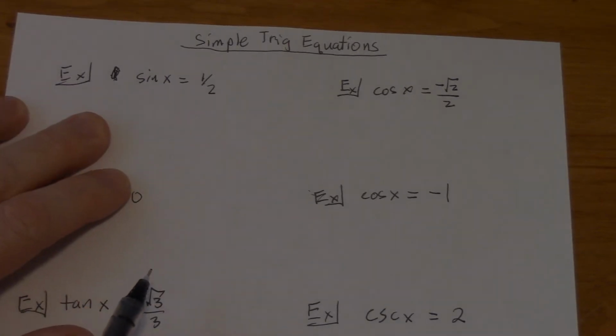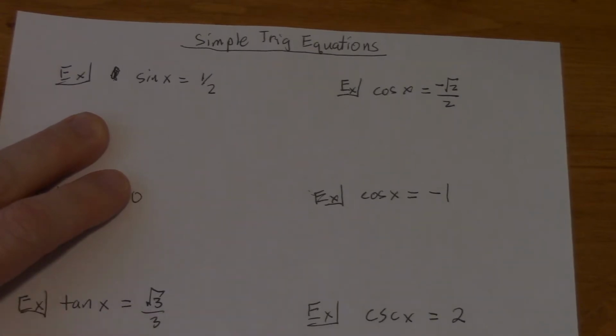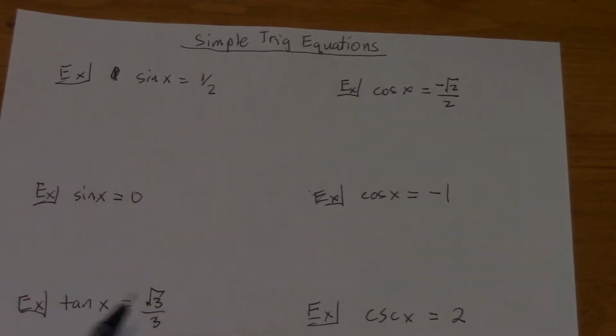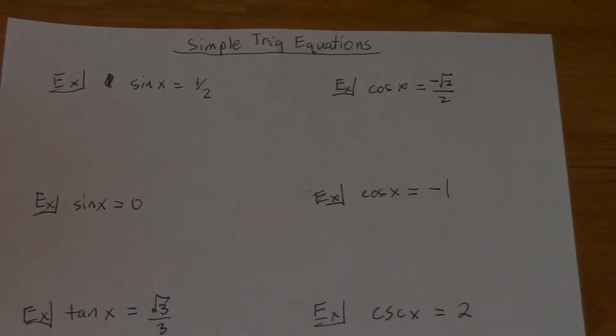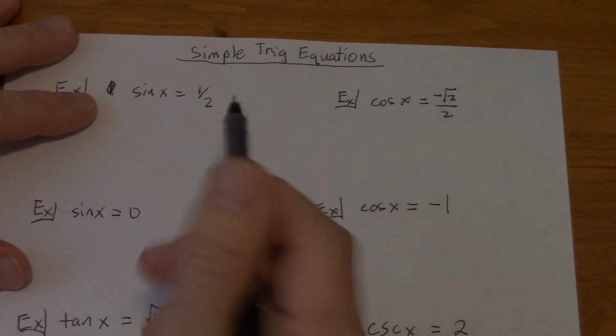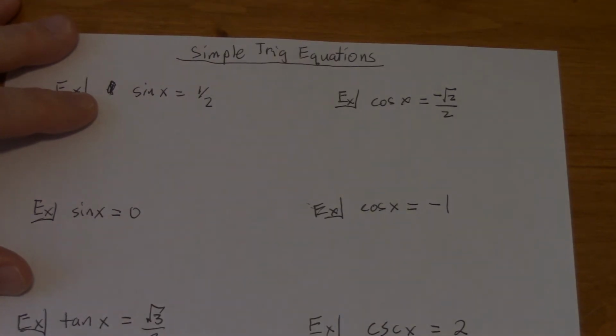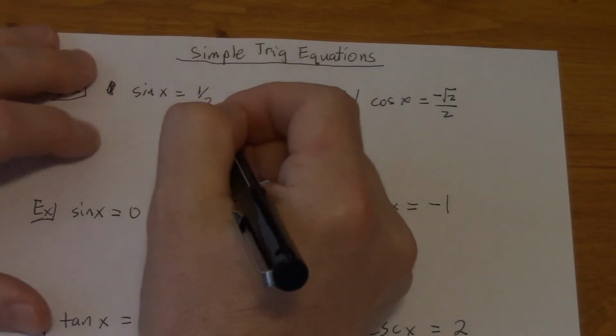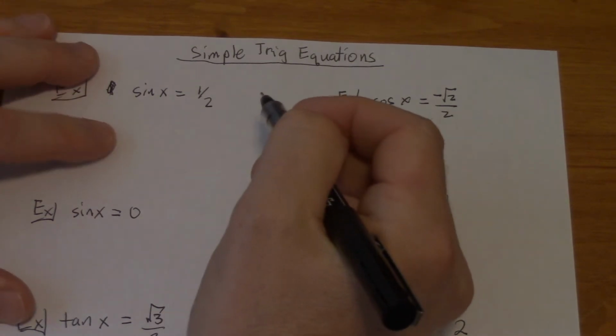Alright class, in this video we're going to do simple trig equations. So when I say simple, it's trig function equals number. Okay? So I'm just going to talk about them as I go through them. So here's an example. So sine of x equals a half. That's well within the range of sine, so it's not an extreme value. That's important to note. So what we're expecting here is two generating angles.